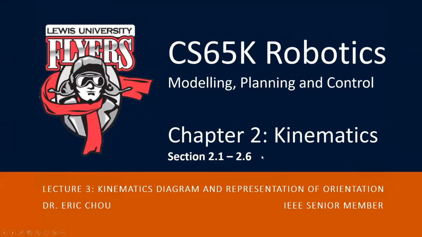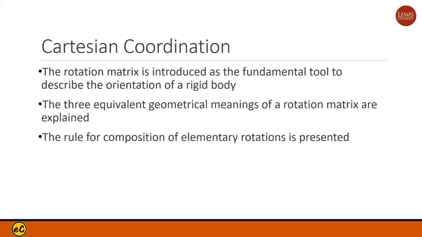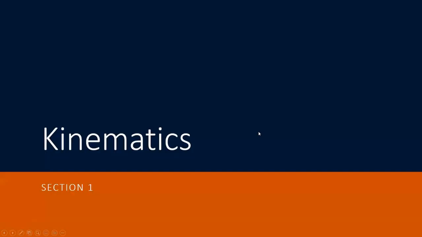So today we continue to work on lecture 3, where we talk about the kinematic diagram and representation of orientation. We talked about it last time. Here we are going to talk about the definitions. Usually we describe the location of an object using Cartesian coordinates, XYZ. Sometimes you can use the polar system or complex domain, but here primarily we are using the Cartesian coordinate. The 3 equivalent geometrical meanings of the rotational matrix are explained.